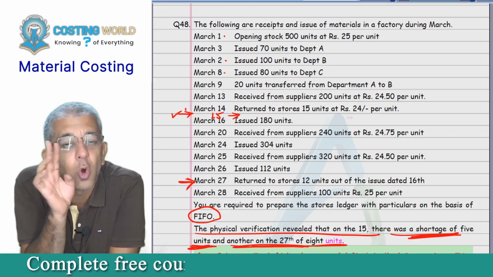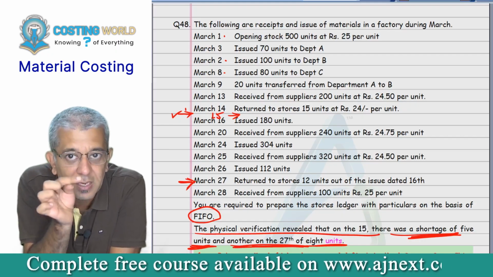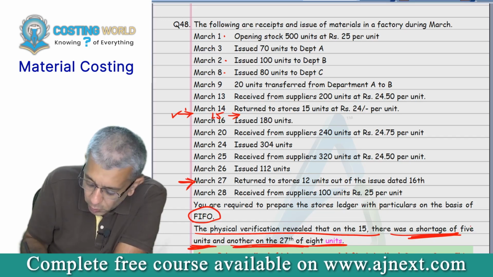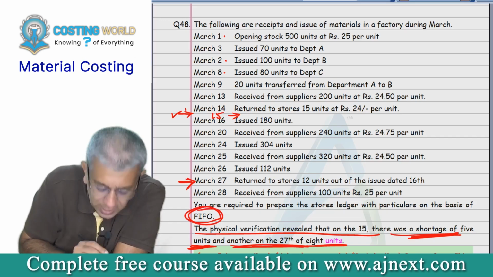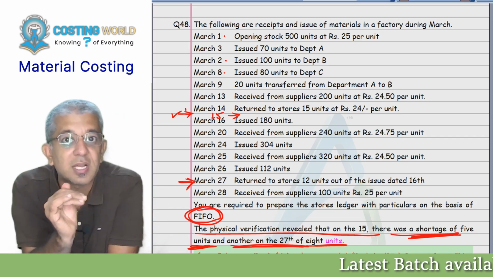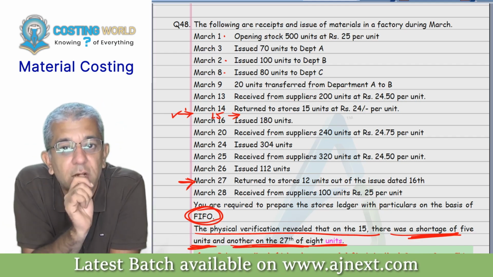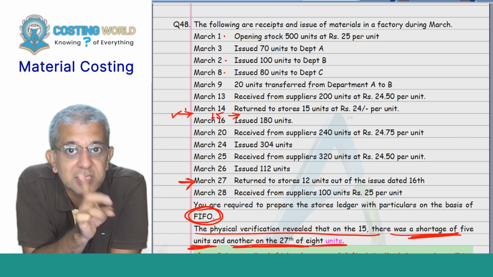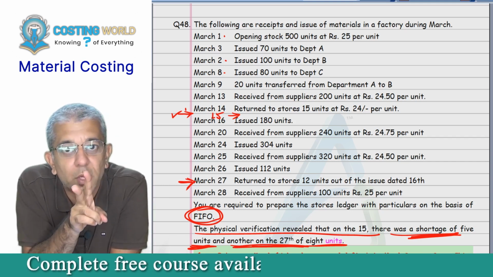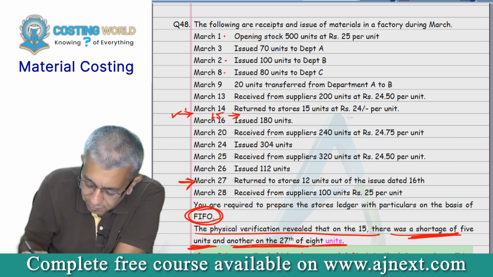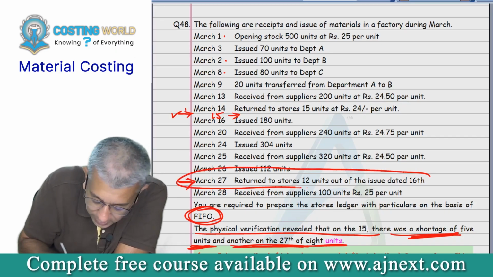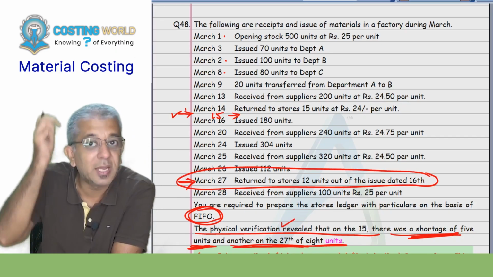Do remember, order of entries will matter because you are following some particular method, beta. If you pass one entry first, the answer might be different. If you pass some other entry first, the answer could be different. So therefore on the 27th, we are going to be having two entries. Which particular entry is to be passed first? This particular entry. And then there will be the entry of stock shortage.